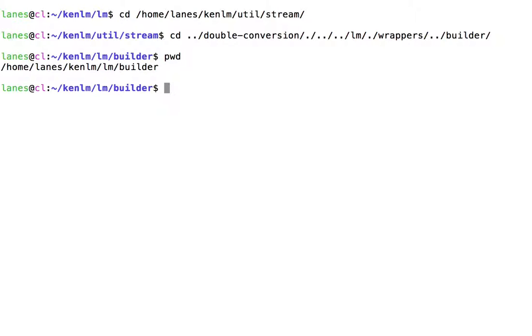And finally, builder is a subdirectory of LM. So dot dot slash double conversion slash dot slash dot slash lm slash dot slash wrappers slash dot dot slash builder refers to home, lanes, kenlm, lm, builder.